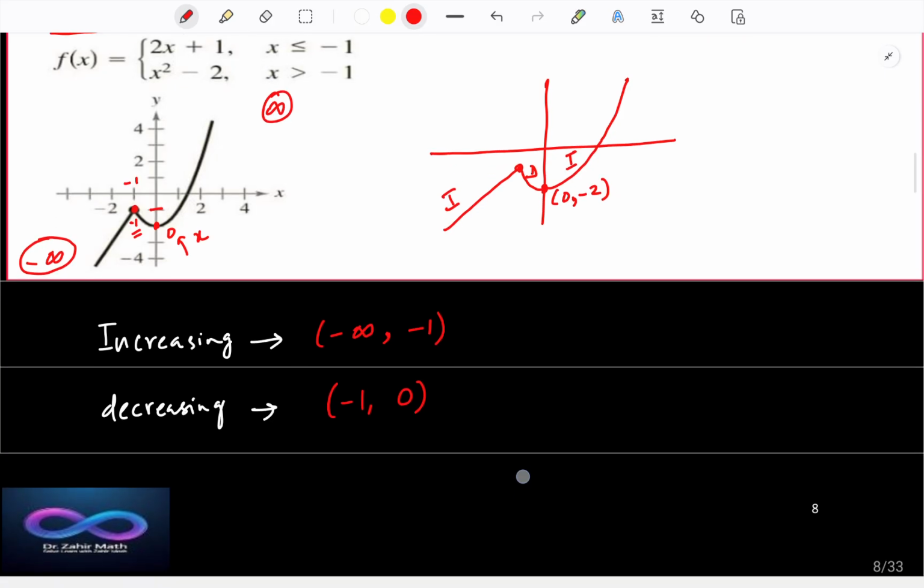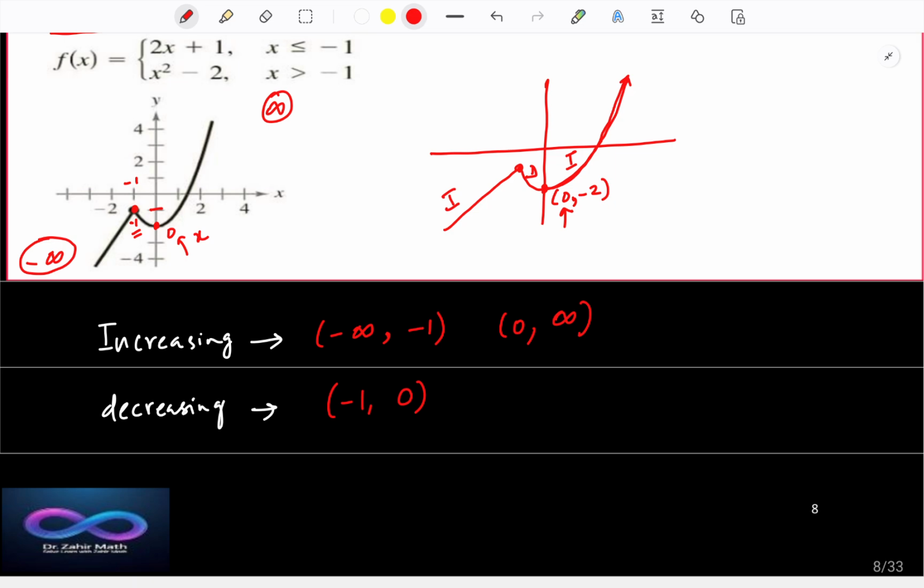Okay, finish. Now again the graph starting from here, it is going up. From here, right? So increasing again, 0, comma, infinity. So easy? Yes. Very easy. Okay, everybody? Right? Clear, all of you?